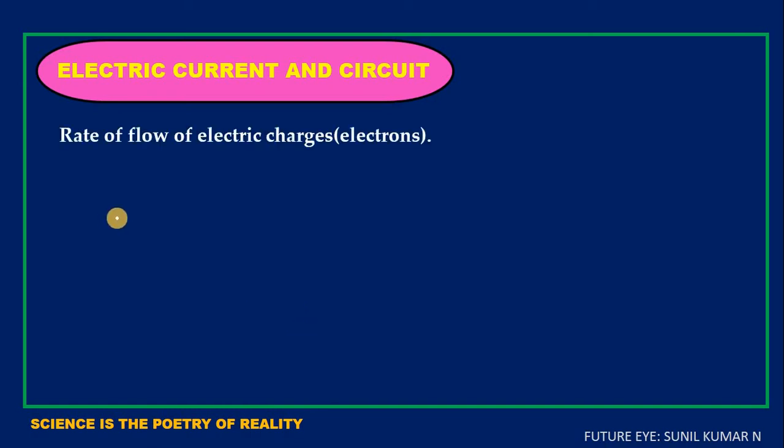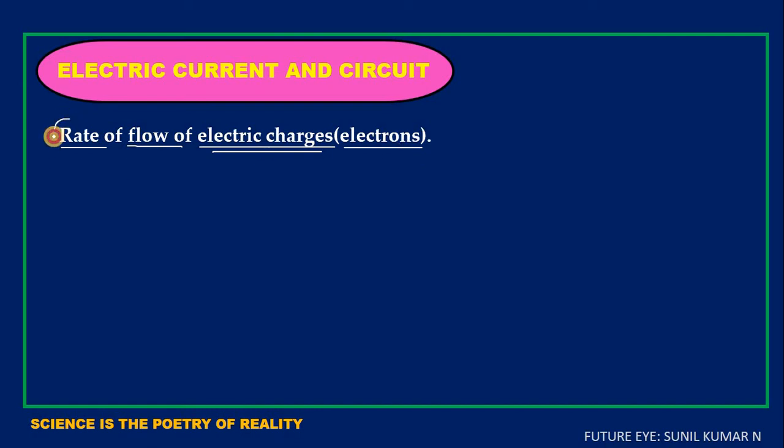First, let us see the definition of electric current. Rate of flow of electric charge is called electric current. Children, wherever I use the word electric charges, you must understand it's nothing but electrons. If electric charges are flowing, it means electrons are flowing. The flowing electrons only constitute electric current.